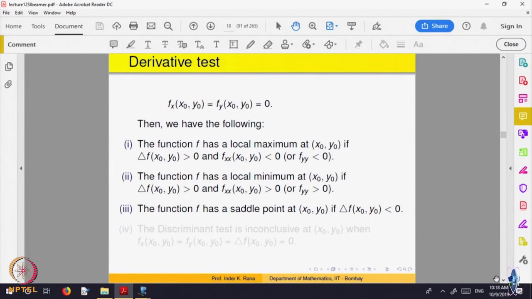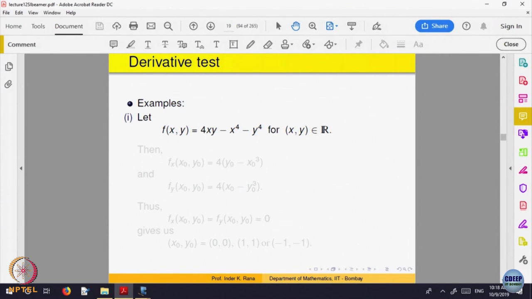And if the discriminant is less than 0, then it is a saddle point. Equal to 0, you can't conclude anything, right? The test fails, you can say it is inconclusive. Okay, so let us look at some examples to illustrate this point.